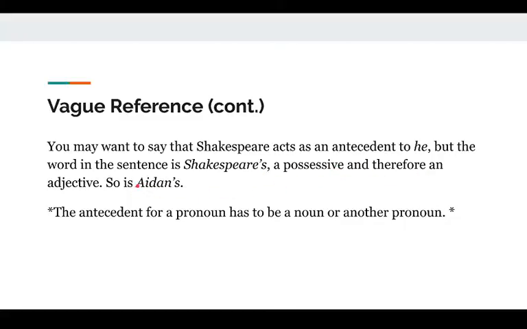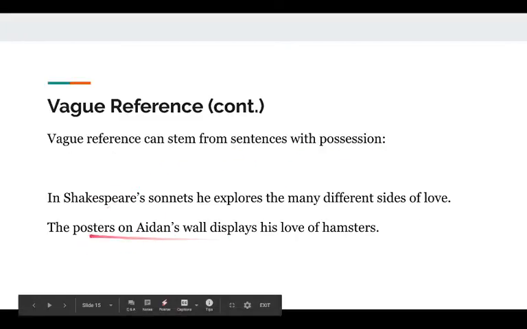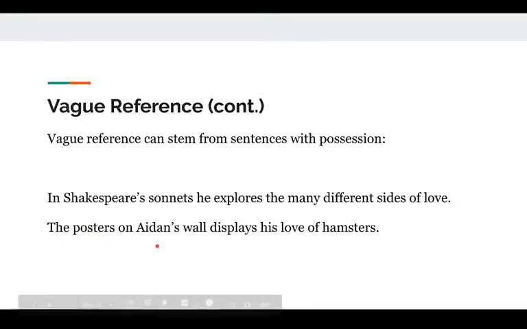And also Aidan's here, the posters on Aidan's wall, we could have just said the posters on the wall, on his wall, her wall.